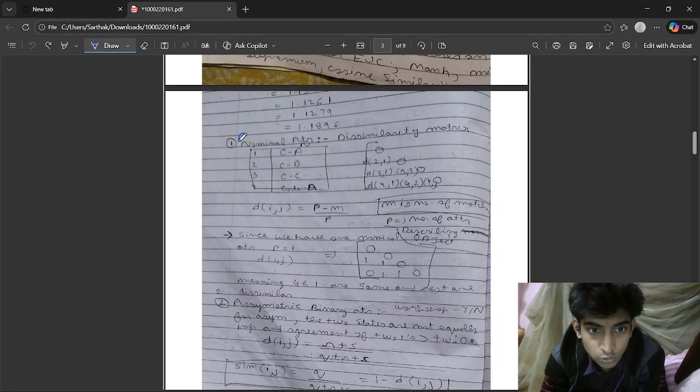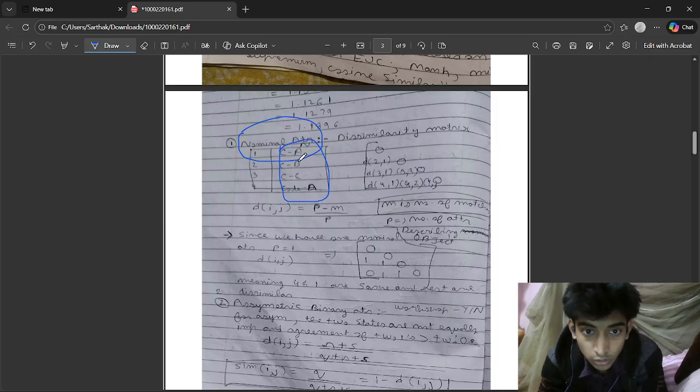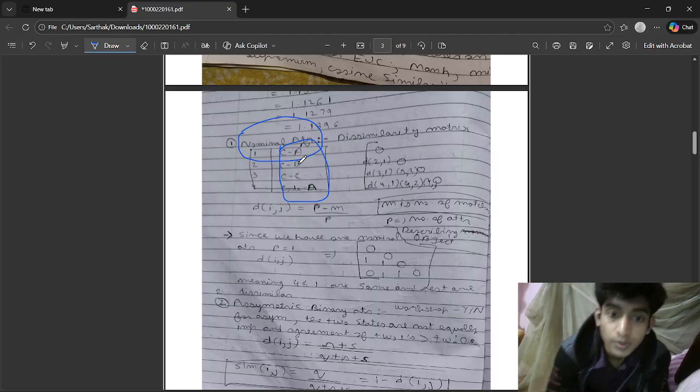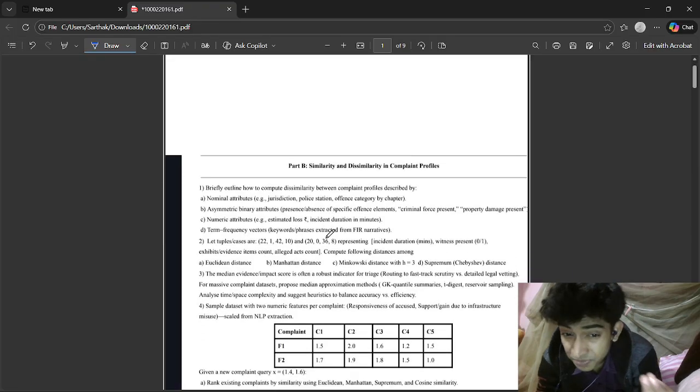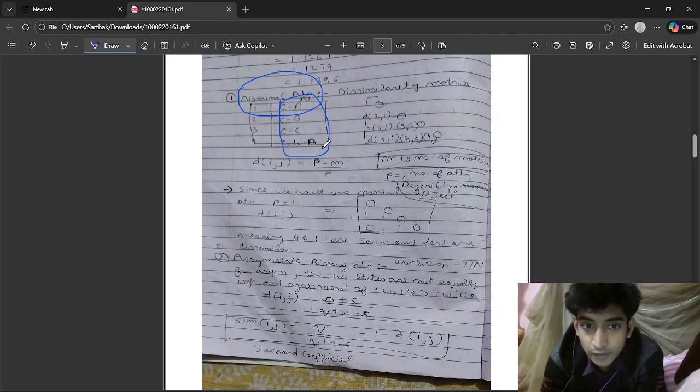We have first the nominal attributes. Here, there is no intrinsic ordering in the categorical feature. For example, this is one of the nominal attributes where there is no order in the features. So let's look at the question again. For those attributes we have to compute the dissimilarity. Dissimilarity for these types of attributes is often found using a dissimilarity matrix.